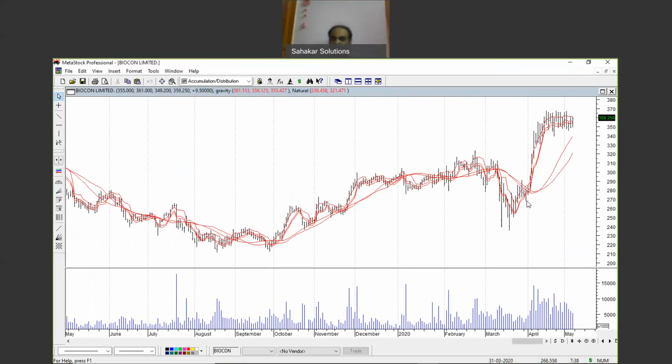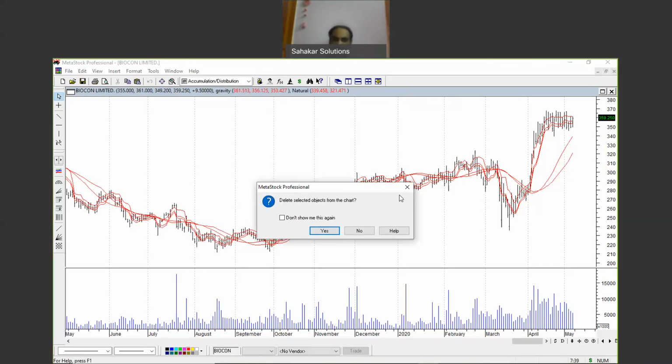What was the rate at which Biocon was traded on 4-5? On 4-5, the close was 357 rupees. Next day, it went up to 366 rupees, and later it went up again to 359. Okay, now this is Biocon, and we will see another screen.